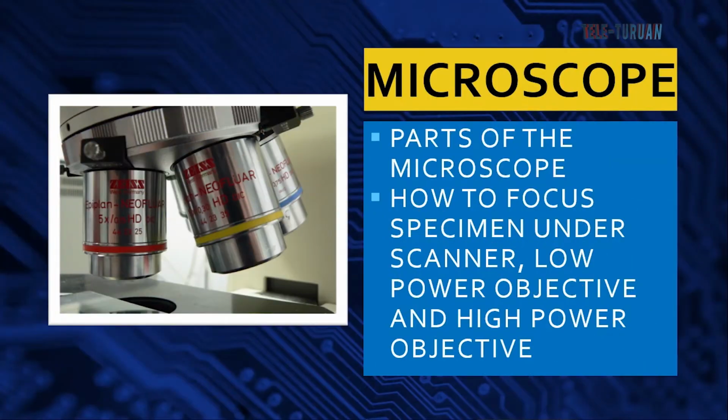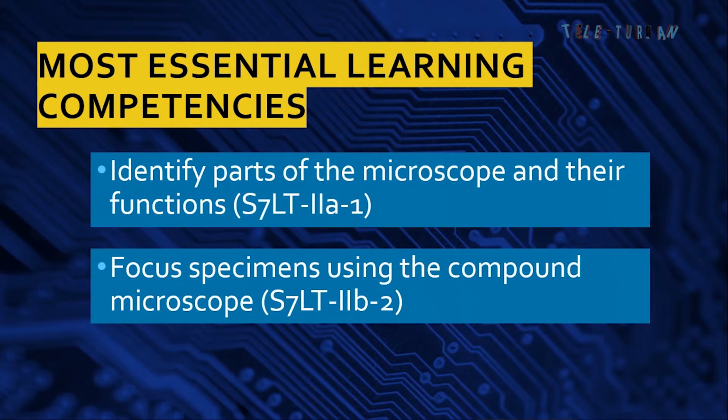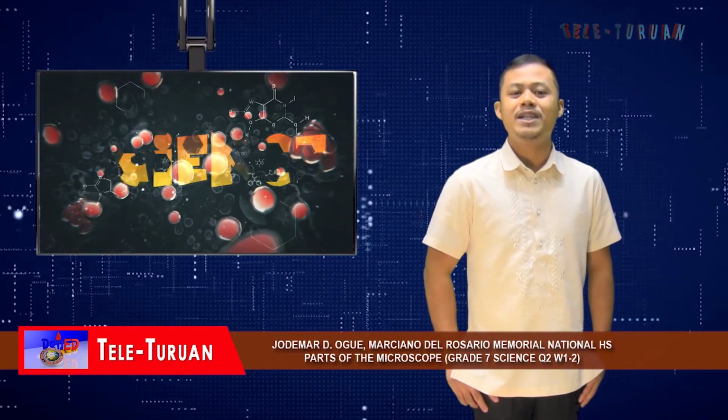For tonight's topic, I'm going to discuss the parts of the microscope and how to focus specimen under scanner, low power objective, and high power objective. At the end of the lesson, you are expected to be able to identify parts of the microscope and their function, and determine the process on how to focus specimen on scanner, low power objective, and high power objective. It is under the most essential learning competencies: identify parts of the microscope and their functions, and focus specimen using compound microscope.